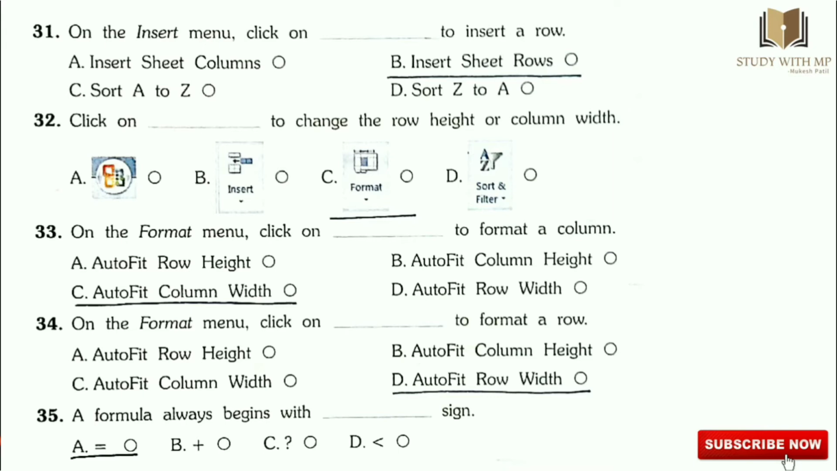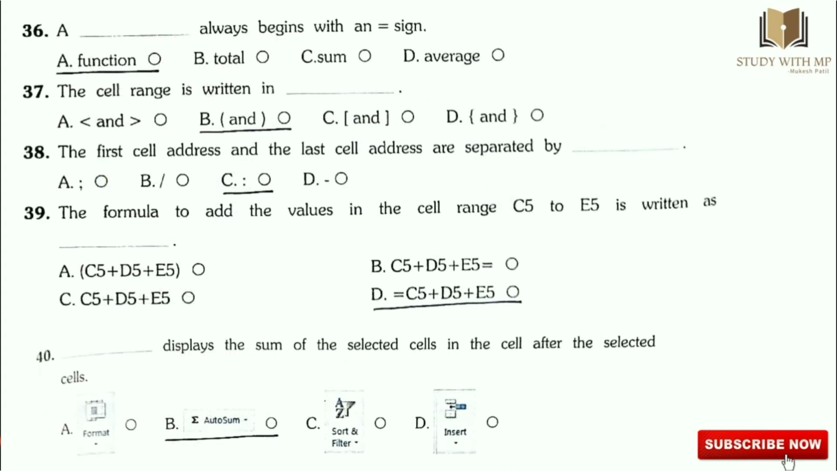32, click on blank to change the row height or column width, so A. 33, on a format menu, click on auto fit column width to format a column. 34, on the format menu, click on auto fit row height to format a row. 35, a formula always begins with equal to sign. 36, a function always begins with an equal to sign. 37, the cell range is written in bracket.